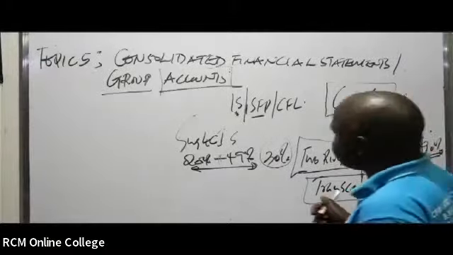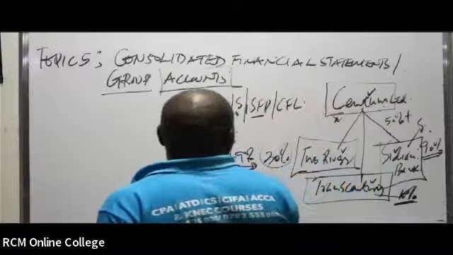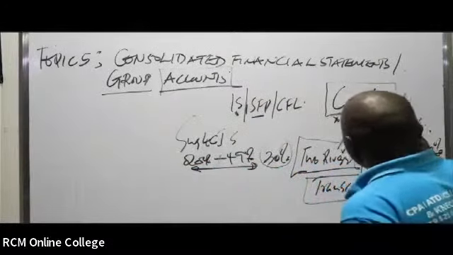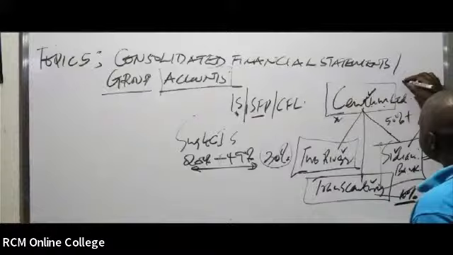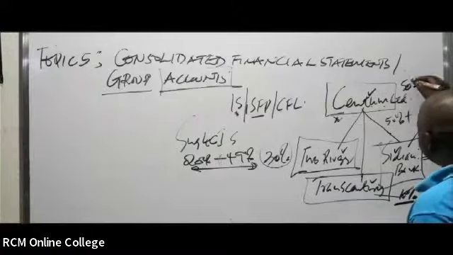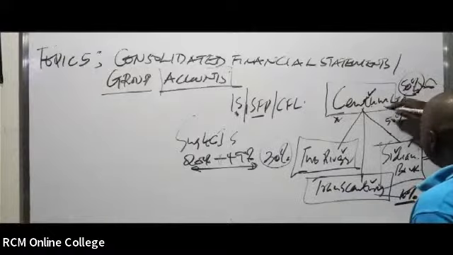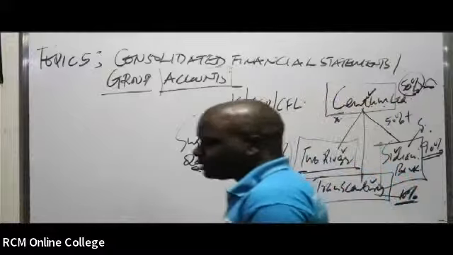If it happens, it is 50-50%. Maybe in this case, remember this case for the subsidiary, you've been able to say it is 50% plus. So it means it is 50 point something plus, it becomes a subsidiary. But in this case, if it is 50% exactly, so that other company becomes a joint venture.